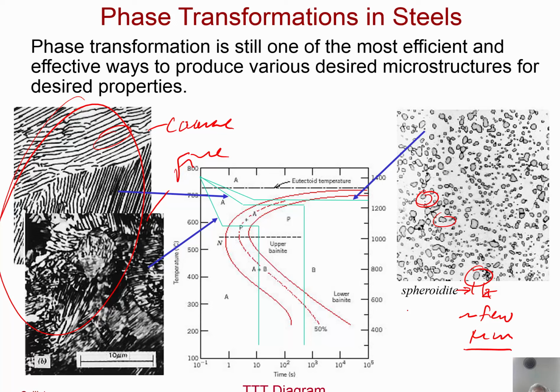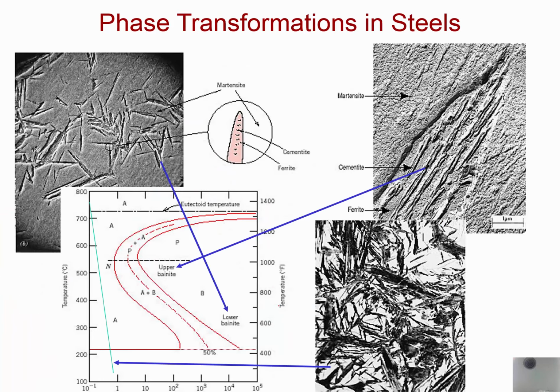And when we talk about things like precipitation hardening or dispersion hardening, usually those are on the order of tens of nanometers, not a few microns. So very different scales. Again, much bigger than atoms, which are at the other end of the scale.